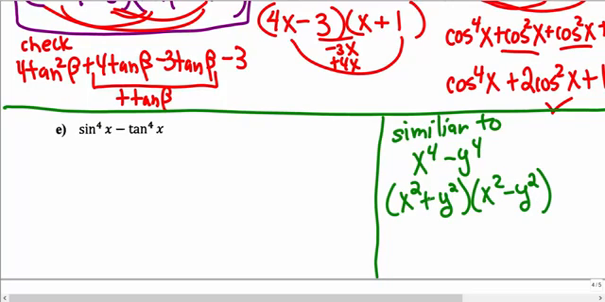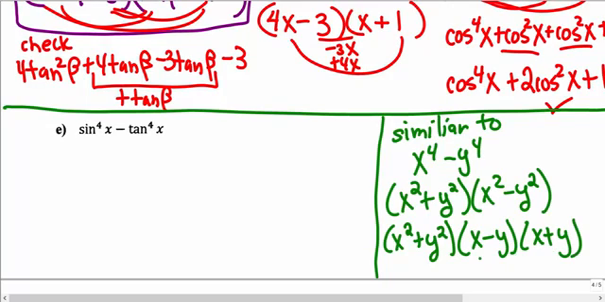But the first one would not factor anymore. That would be prime. Sum of squares is prime. And then x squared minus y squared could actually factor down more as x minus y and x plus y. So that would be our complete factorization of that in algebra.